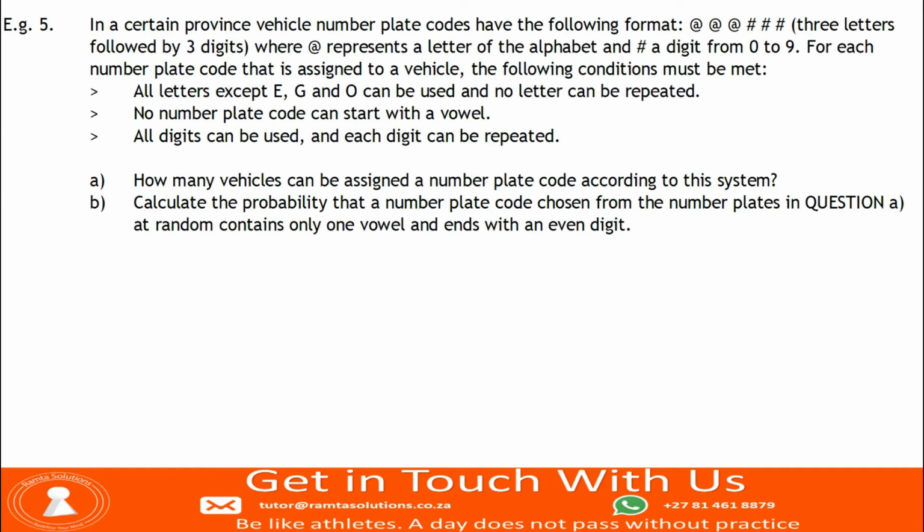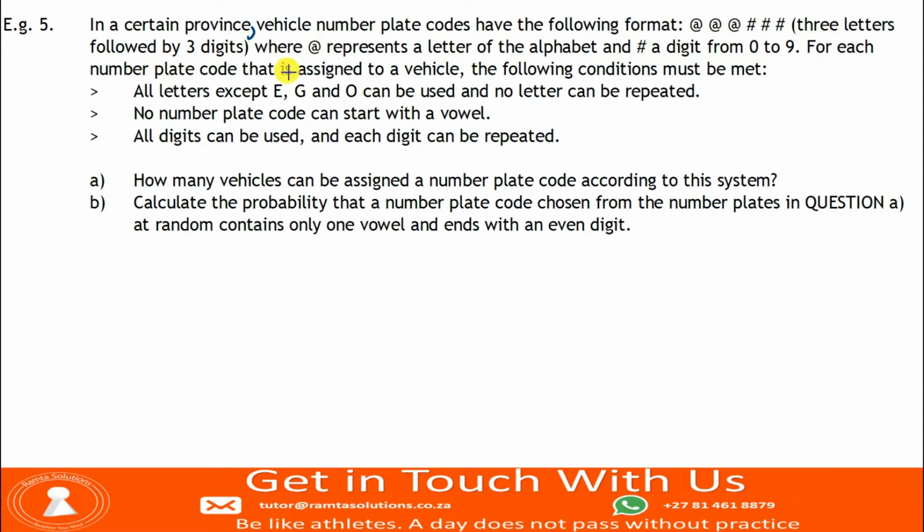Now, example 5 is interesting. With this one, guys, you need to be careful. In a certain province, vehicle number plate codes have the following format: 3 letters followed by 3 digits, where the letter symbol represents a letter of the alphabet and hash represents a digit from 0 to 9.